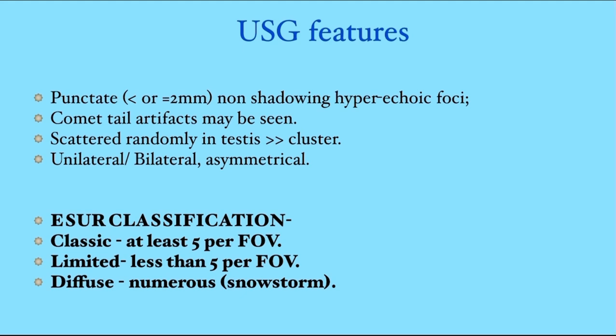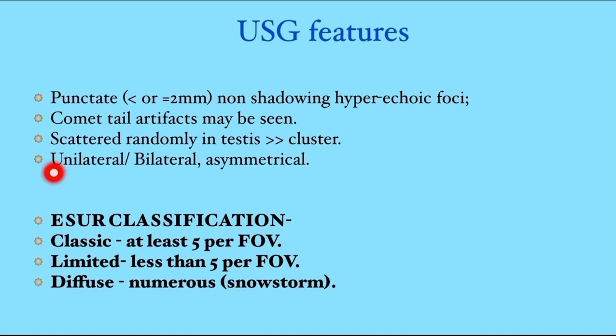In these, the comet tail artifacts may be seen. There will be, remember, no posteroacoustic shadowing, however, comet tail artifacts may be seen. Next, what is the location? So more often they are scattered randomly in the testis and very less likely they are clustered. And this clustering is a warning sign. If you see a clustering of microlithiasis, it is more likely to be a malignancy.